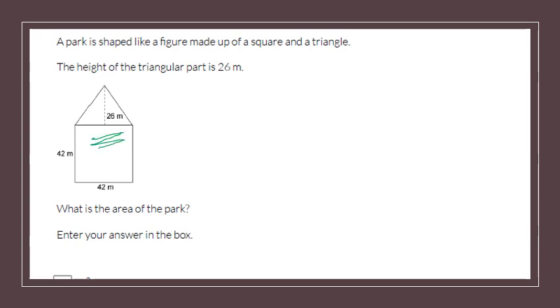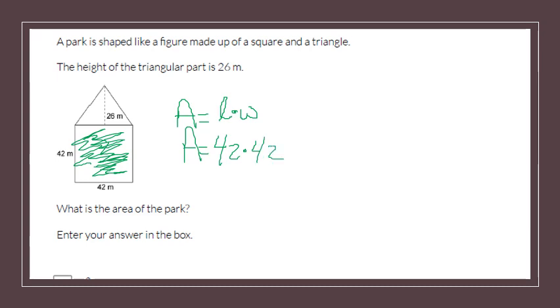So I'm going to look down here at the square first. It's pretty easy. It's 42 meters on each side. So I'm going to do length times width, and that's just going to be 42 times 42. And I get 1,764 meters squared. So now I'm going to do the triangle up top.